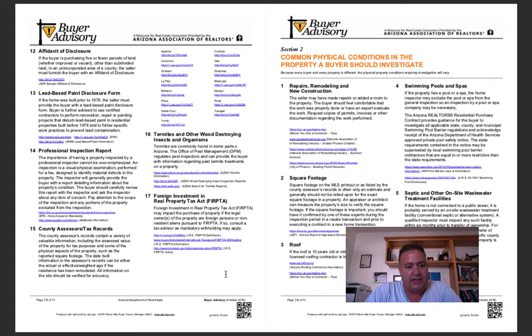And FIRPTA is for foreign investment and real estate property taxes. That's really for foreign owners of real estate here. It talks about swimming pools. There's also swimming pool barriers that are important. That's a separate disclosure.